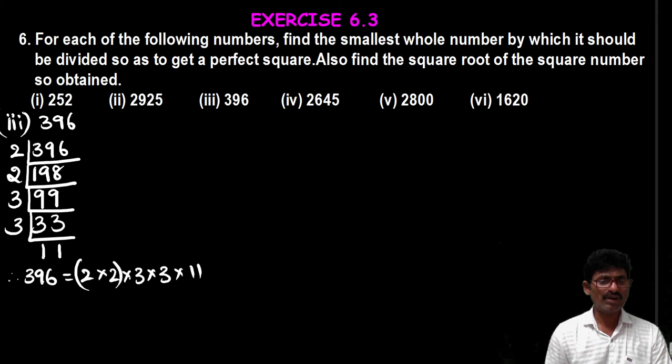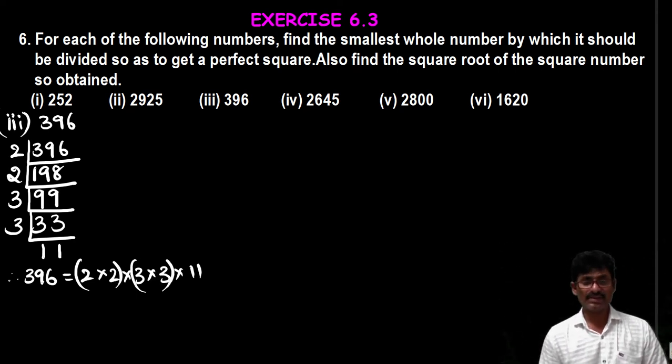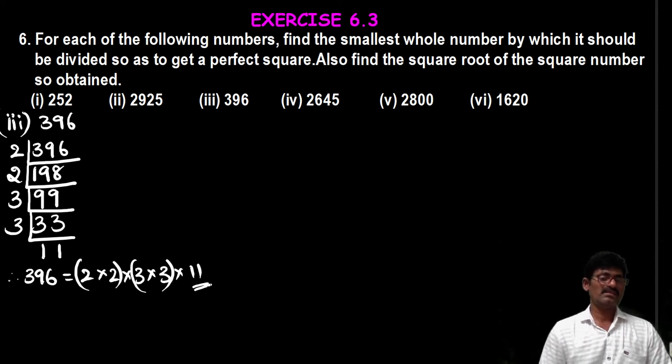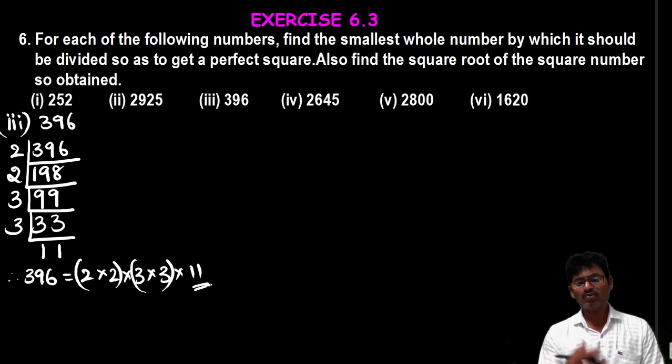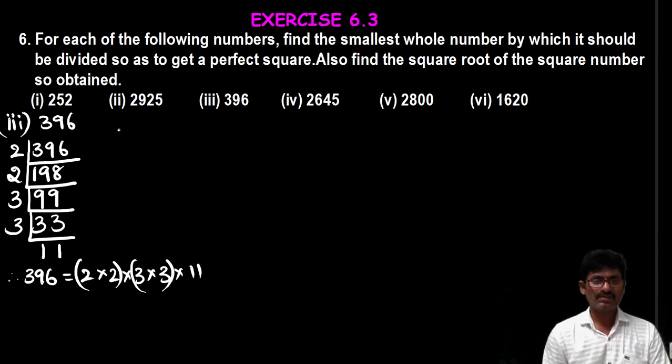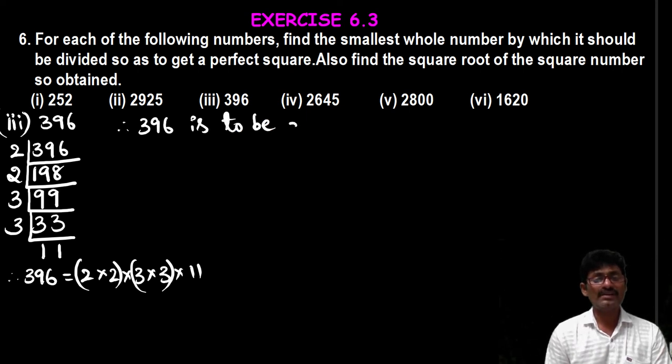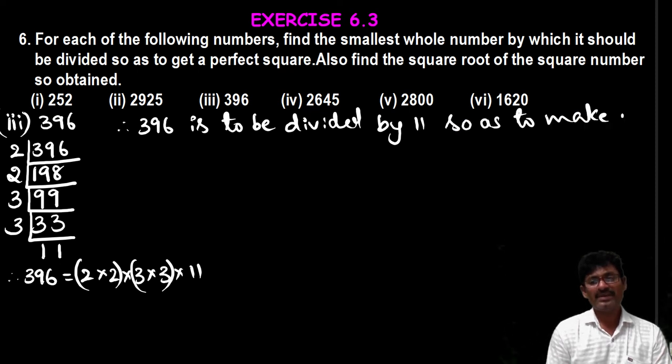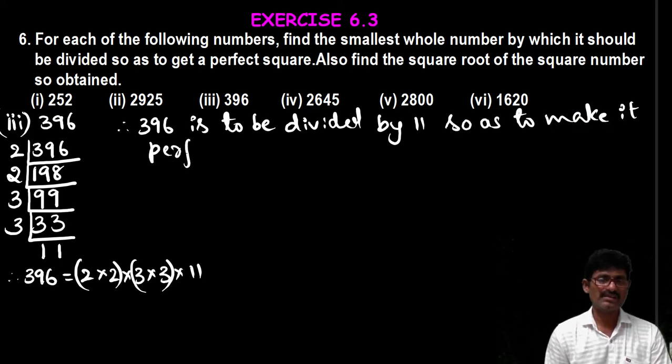So here 2 and 2, this is one pair, and 3 and 3, this is another pair. So 11 remained unpaired. So it is single. So if you remove this 11, we can get the remaining number as a perfect square. How to remove this 11? Just divide 396 by 11. So therefore 396 is to be divided by 11 so as to make it perfect square.